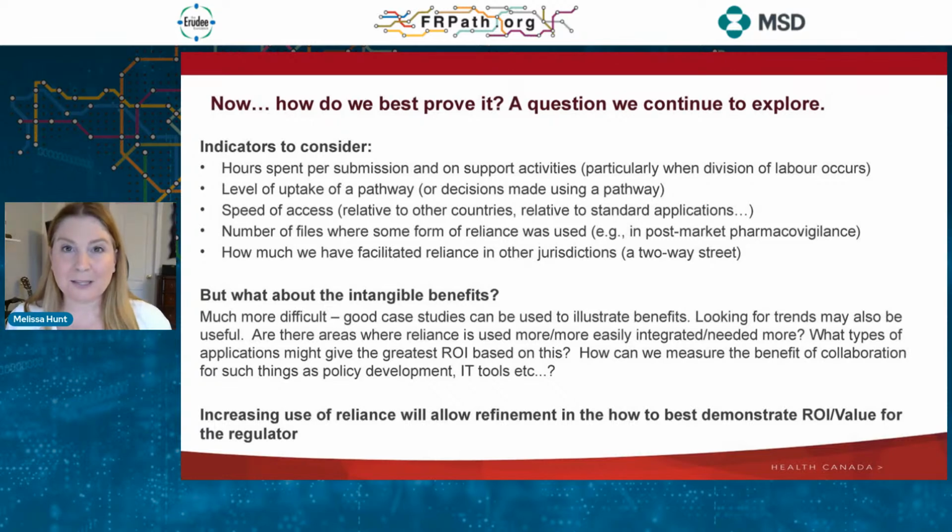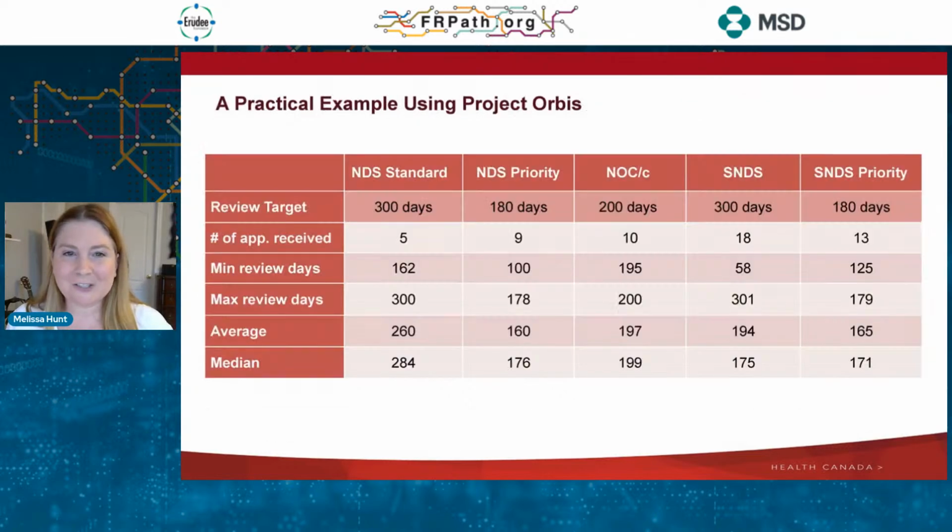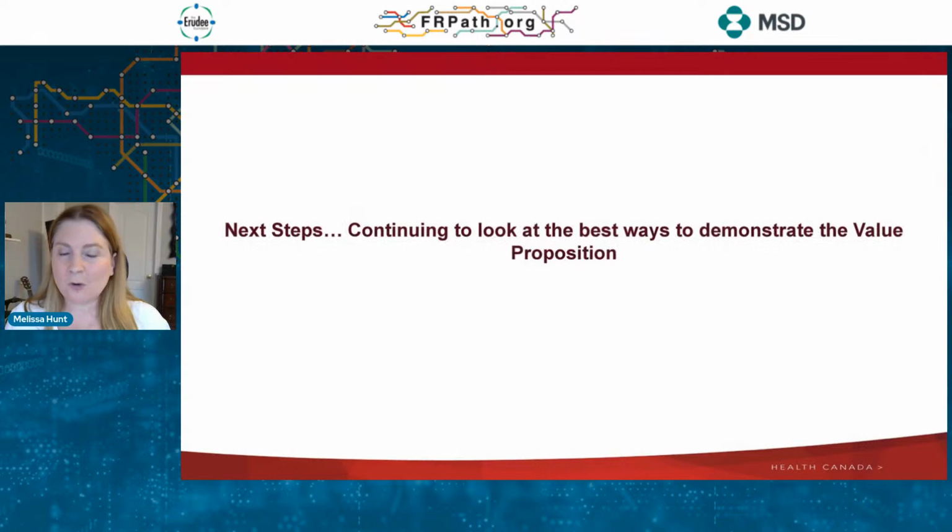But I do firmly believe that the more we use reliance in formal pathways and informally, we are going to be able to refine the way that we demonstrate return on investment and value to the multiple stakeholders who want to know that. And this is just a practical example, and this is just the time. So this is just looking at our standard application time using Project Orbis, the time savings. But we know from the previous slides that this is only one small part of the benefit of using reliance and Project Orbis specifically. So what are we going to do next?